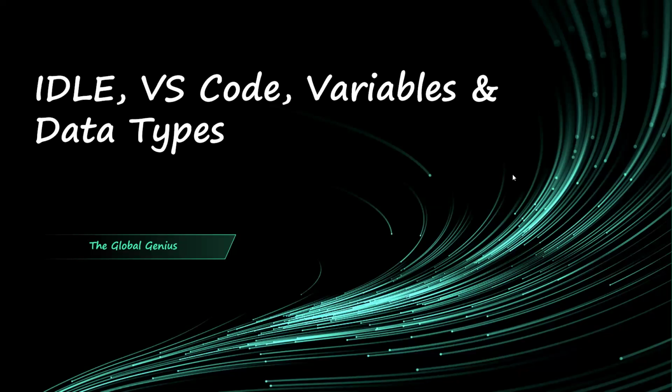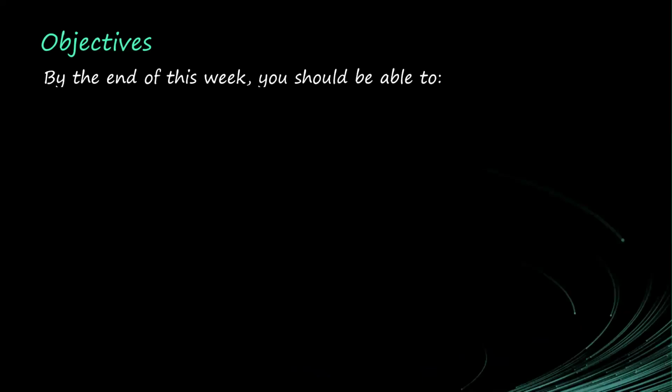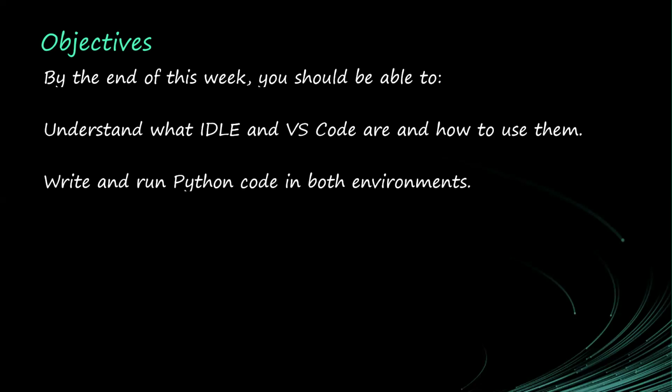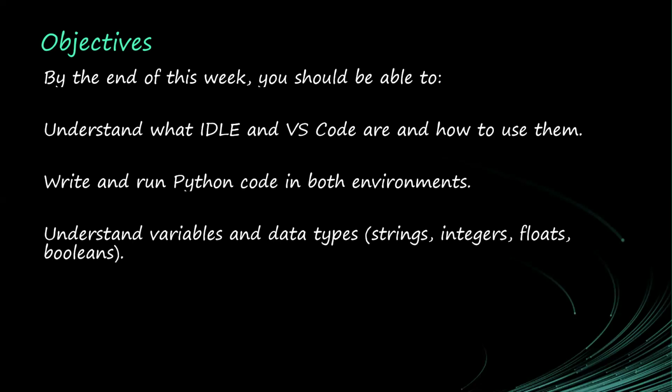Okay. So the objectives, by the end of this week, this is week 2, you should be able to understand what IDLE and VS Code are and how to use them. You would write and run your Python code in both environments. You would also understand variables and data types: strings, integers, floats, and Boolean.